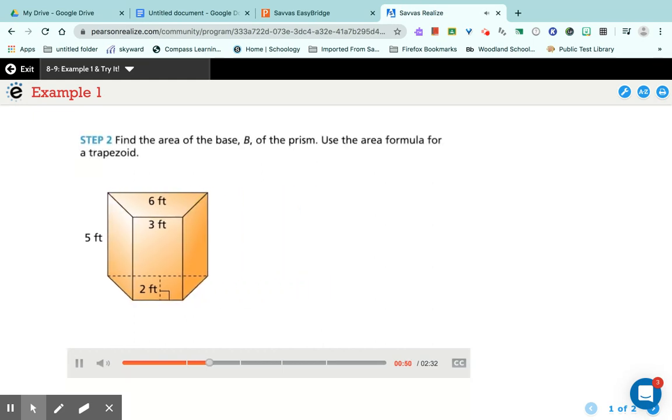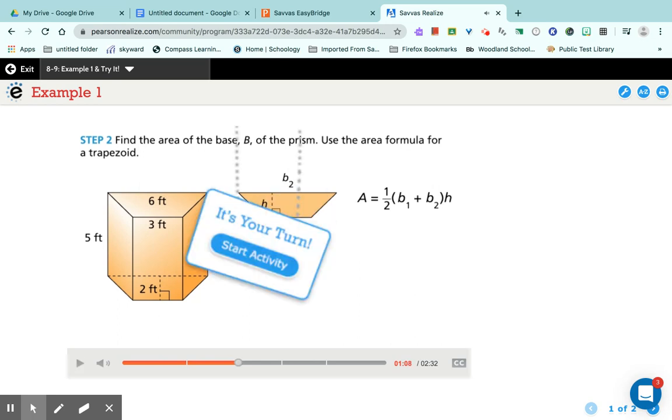The next step is to find the area of the base, B, of the prism. Use the area formula for a trapezoid. The area, A, is equal to 1/2 times the sum of the two bases, B1 and B2, times the height, H.